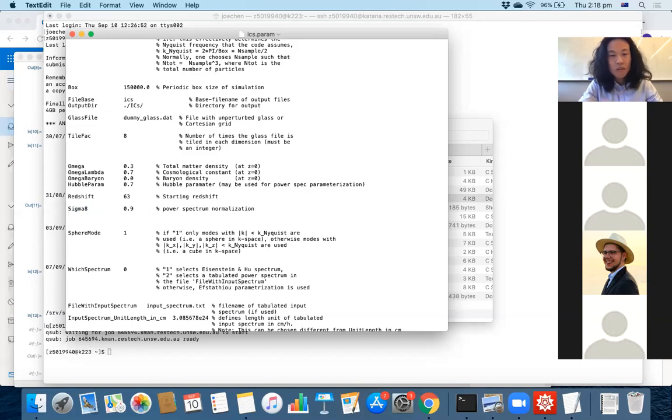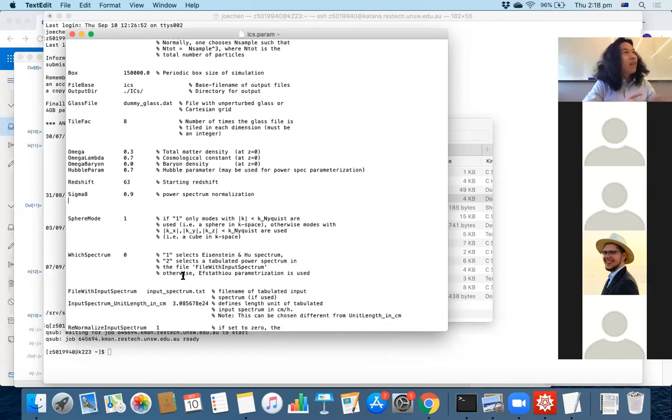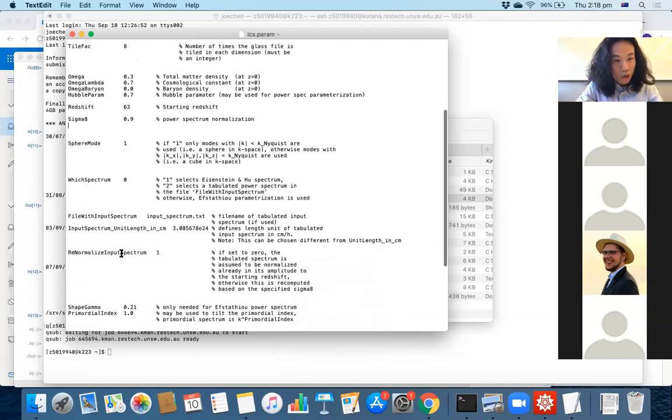So do you mean that you actually went into the code and switched off the part that does the scale back? No, there's a parameter that can tell it to not scale back. Right. So yeah, the renormalized input spectrum is the parameter to switch off. If it's 1, the Ngenic code will do the scale back for you. If you set it to 0, then Ngenic will just pretend that the power spectrum has already been properly normalized and all the units are correct, and you don't have to touch it.